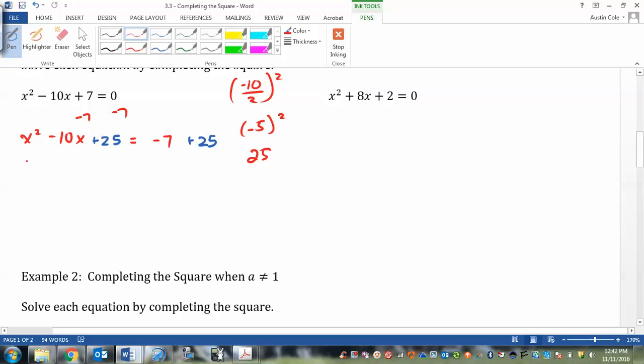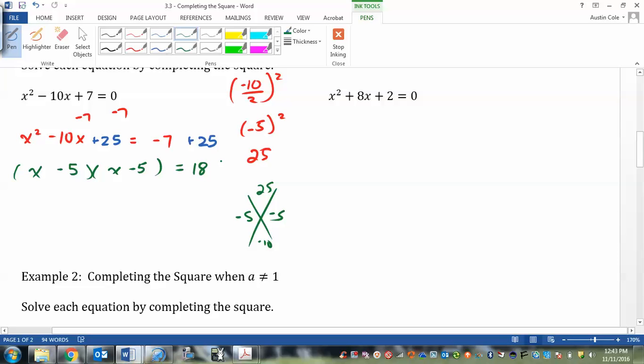Okay, now let's mini-marf this thing. I'm actually going to write this in green. So factors of 25 that add up to negative 10. Isn't that negative 5 and negative 5? So I'm going to call this x minus 5, x minus 5, and that equals what? Negative 7 plus 25, is that 18? 18.